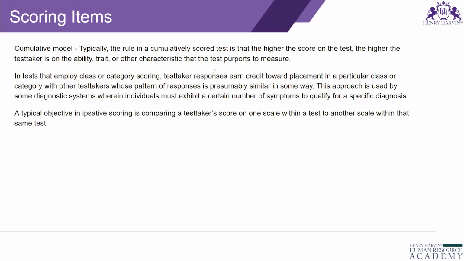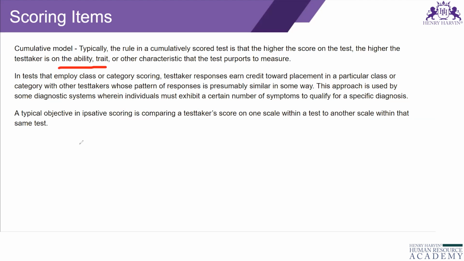Now, okay, this last one, scoring the items. Now the last will be how to score. So again, for scoring, there will be different models. So one is the cumulative model. Typically the rule in a cumulative score test is that the higher the score on the test, the higher the test taker is on the ability, right?